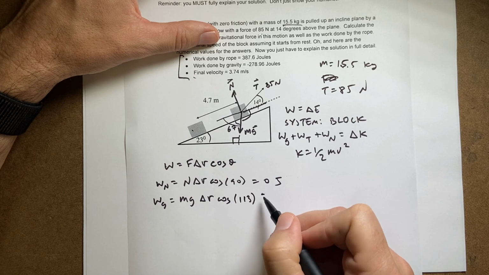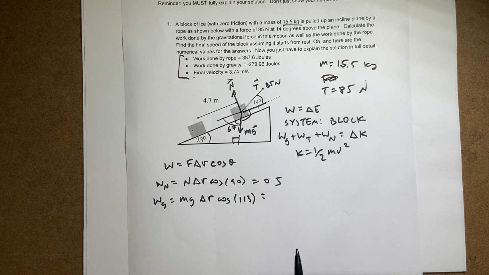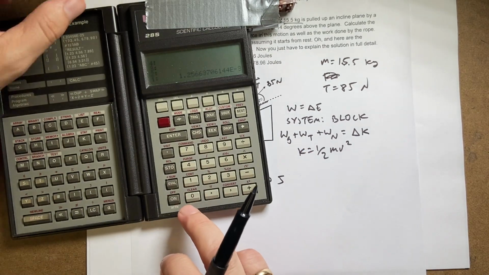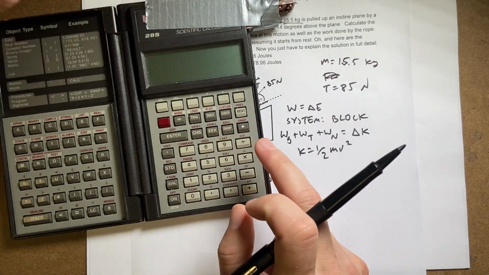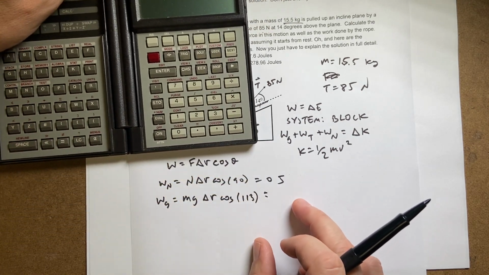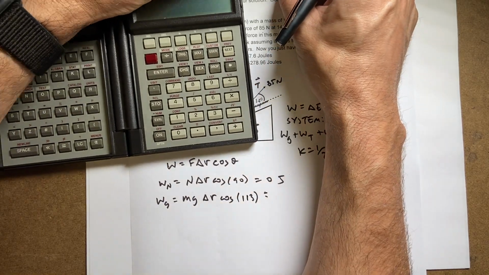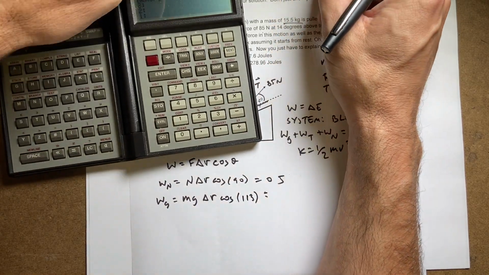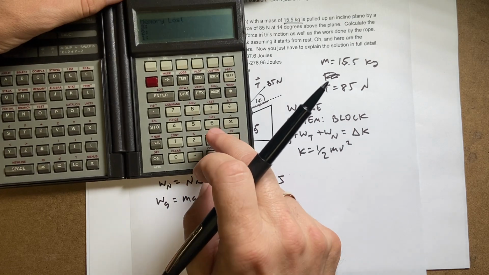And so now I can calculate the work done by that. Let's just go ahead and do that because I have it up there. So I'm going to put in my values. Oops. On. Oh, my calculator's loose. There we go. Okay. Memory loss, that's cool.